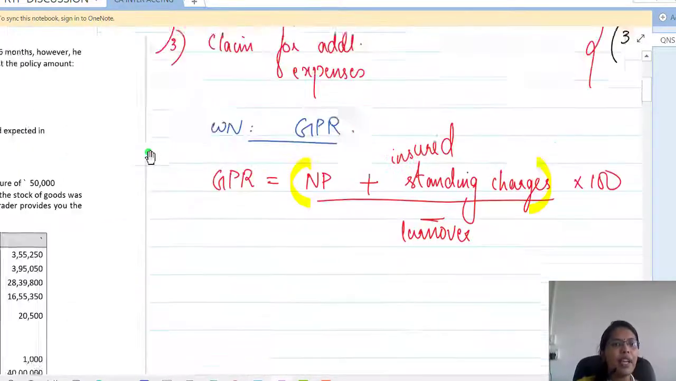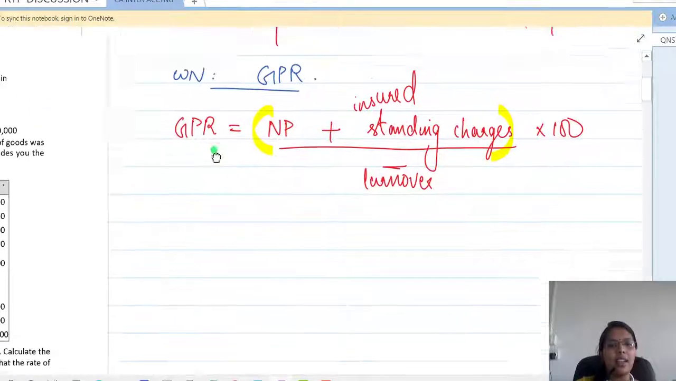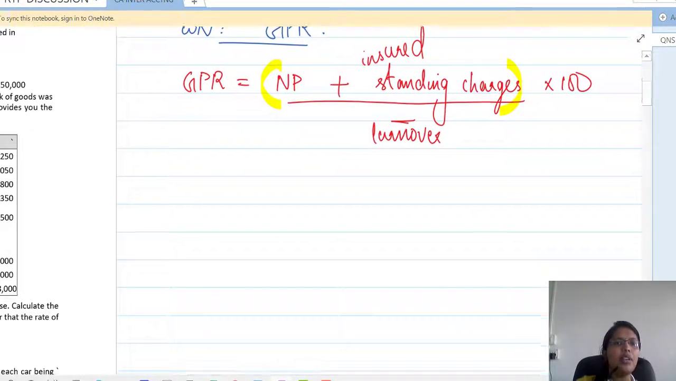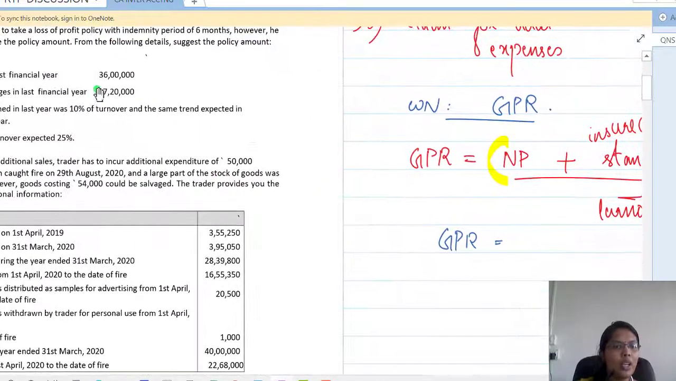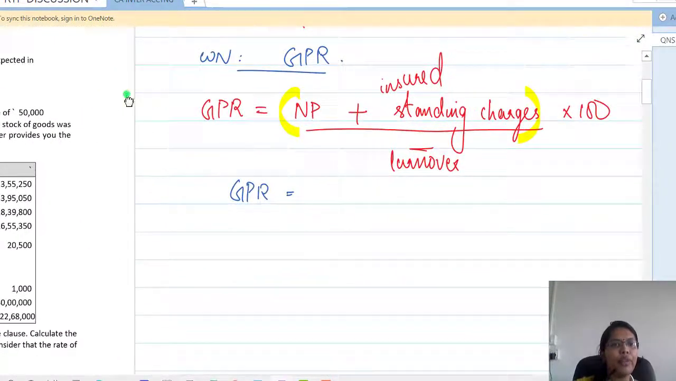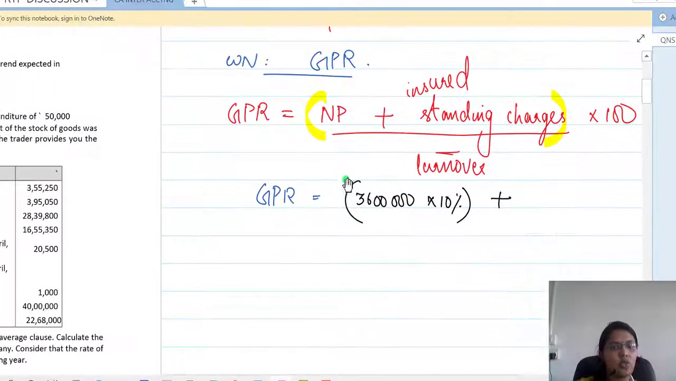And then, can we find out the GPR of the previous year? Yes. Why? Because we have all the information required for this formula. So GPR is net profit in previous year. What was the net profit in previous year? It was said that previous year they had a net profit of 10% of turnover. So if turnover is 36 lakh, net profit being 10% of turnover, net profit in value is going to be 36 lakh into 10% plus insured standing charges. That is what should get added to finally arrive at the gross profit.